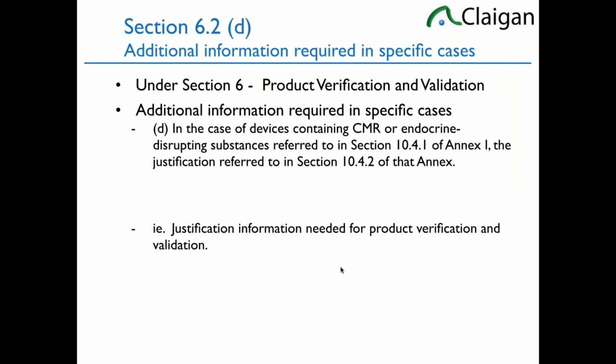One of the last sections, section 6.2D, additional information required in specific cases. So under section 6, product verification and validation, basically details submitted to the notified body. Additional information required in specific cases. Part D, in the case of a device containing CMR endocrine disrupting substance referred to in section 10.4.1, again, the ones that require justification, the justification needs to be submitted. This probably makes sense. You have to justify to someone, so the justification is part of what gets submitted to the notified body. Pretty standard stuff. You submit the justification as part of your notified body submission. It's probably not really a surprise, but it's specifically part of the submission to the notified body, the justification element.